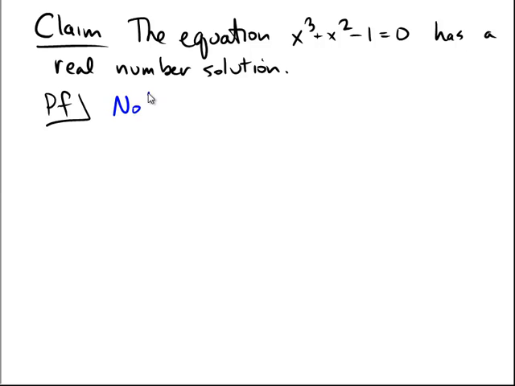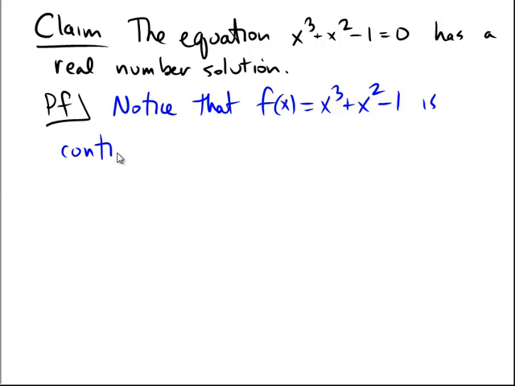So first, in order to apply the Intermediate Value Theorem, it is important to notice that the function f of x equals x cubed plus x squared minus 1 is continuous. You can draw a graph here. Formally, it's fairly simple to prove that any polynomial is continuous. So this is definitely a continuous function, so the Intermediate Value Theorem will hold.